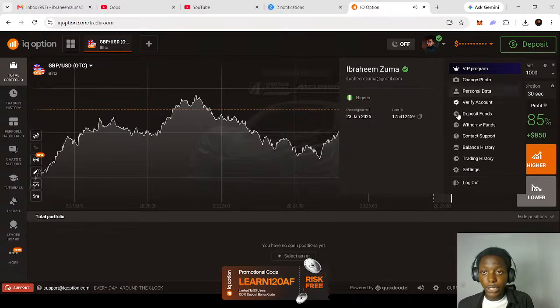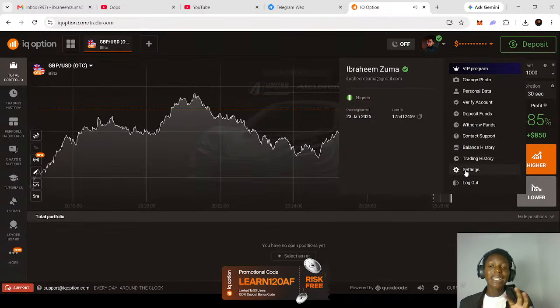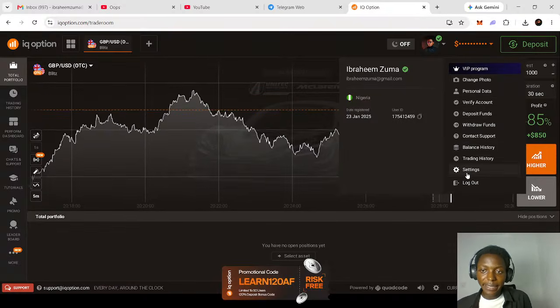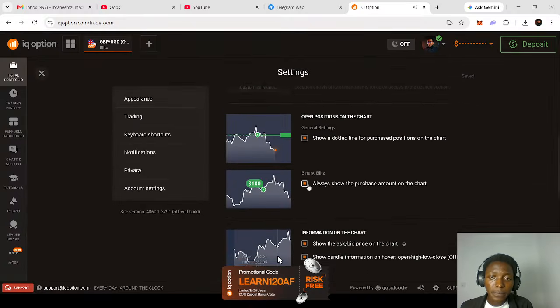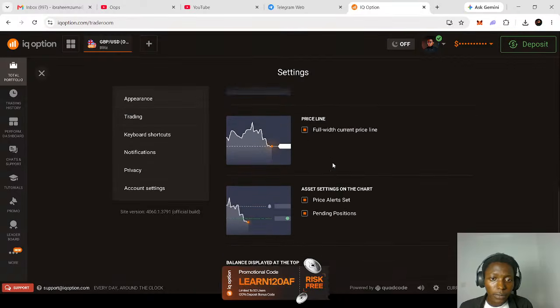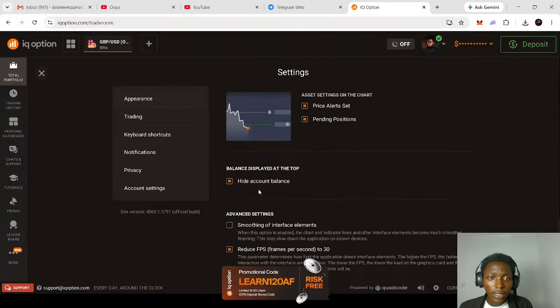Let's actually remove this. You can come to your settings page here, and then come to balance. You can see here there's hide account balance. You can click it, and as you can see, you can now see the $10,000 demo account. This $10,000 is not real money. This is a demo account, for testing purposes only.